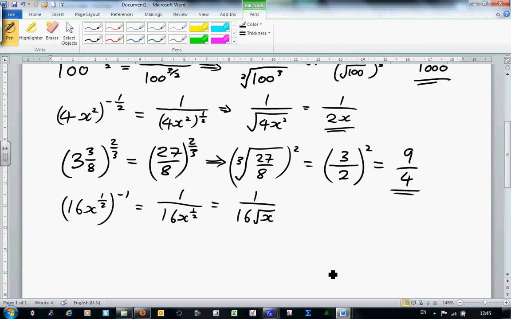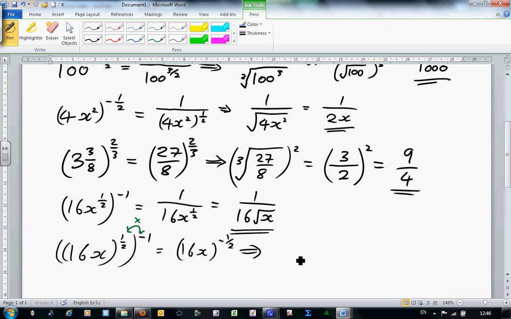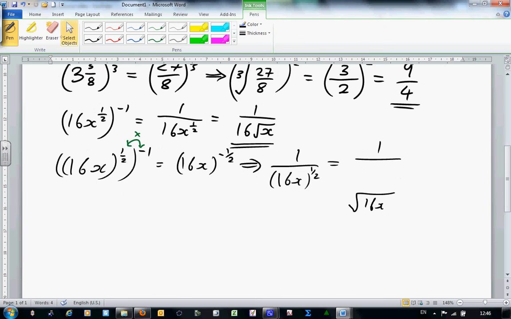Because if I do this one, look, (16x) to the half, to the minus 1, okay, well, straight away, using rules from before, I can do that, which is (16x) to the minus a half, which leads us on to 1 over (16x) to the half, and notice this time where the brackets are, so this will lead us to 1 over the square root of 16x, which ends up as 1 over 4 square root x. I'll leave it there. Done.